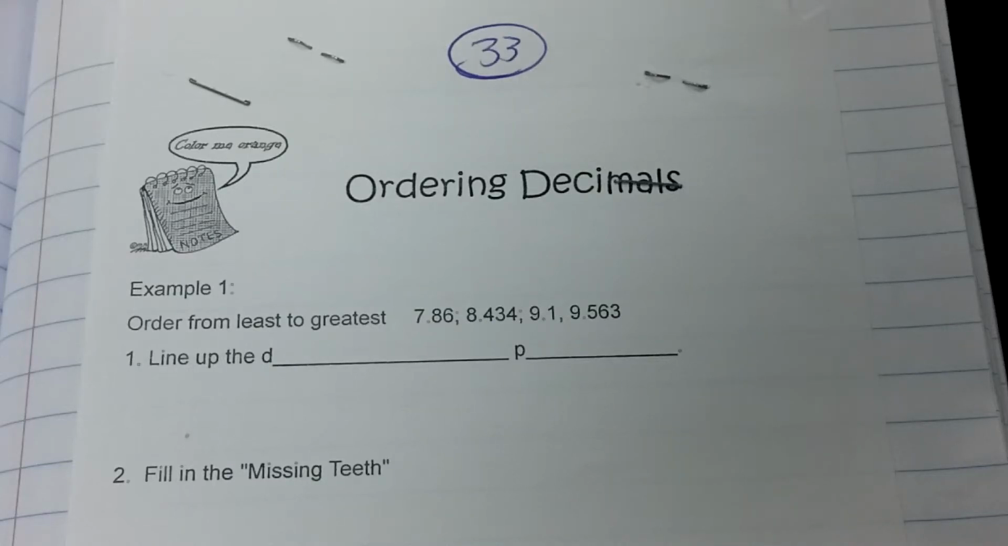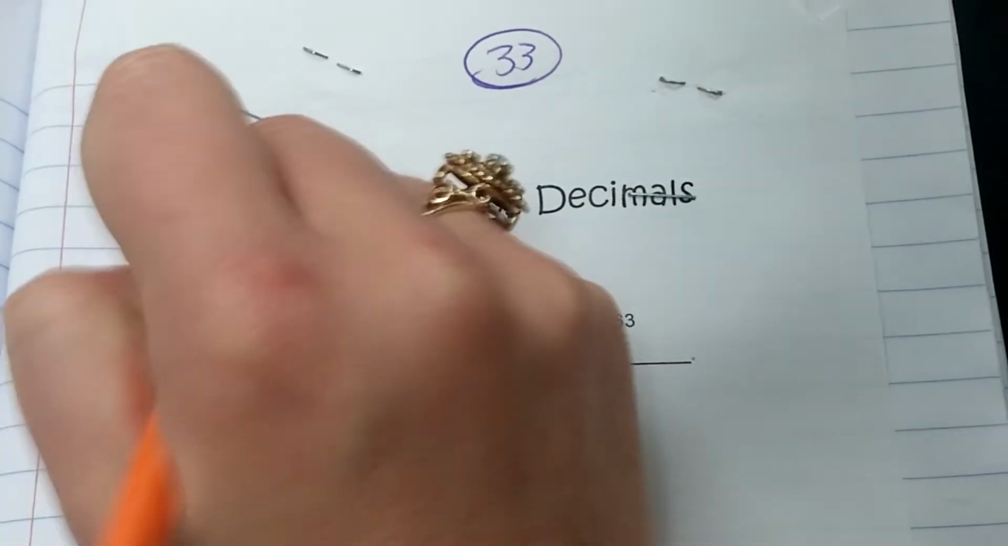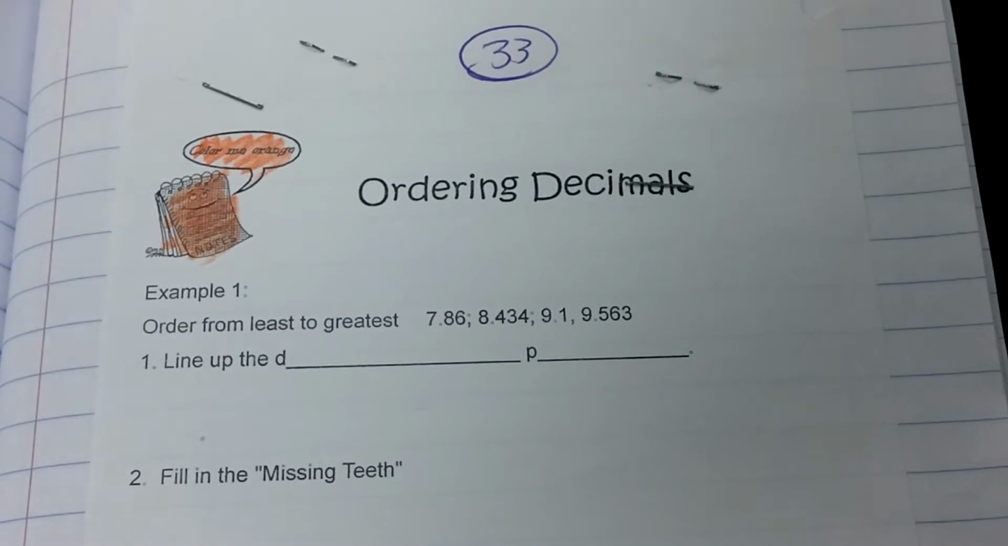Video we're going to talk about how to order decimals. This is still part of Unit 2, so our color is orange. Alright, we're just going to go straight with some examples.